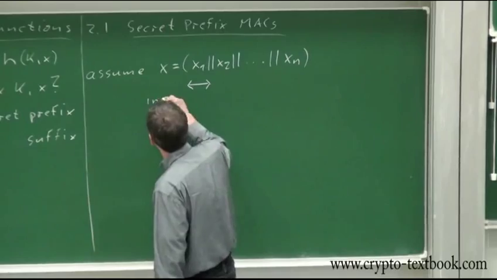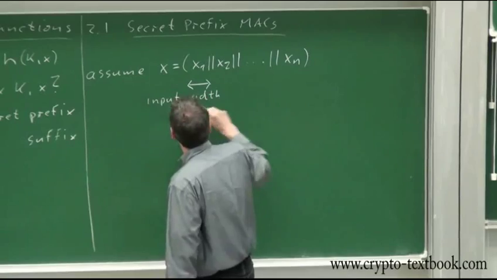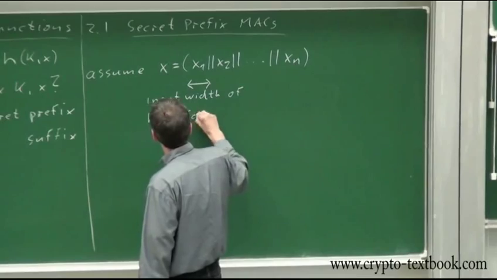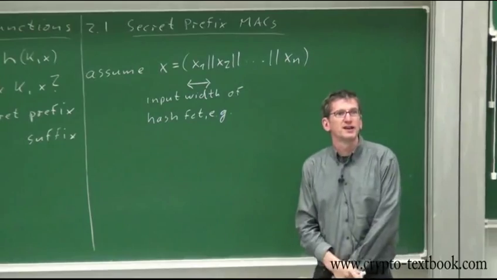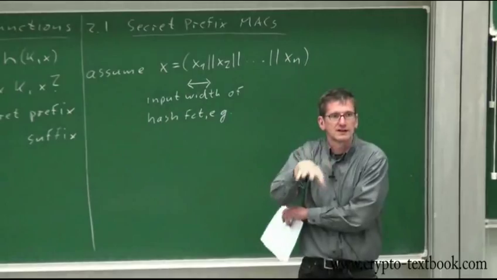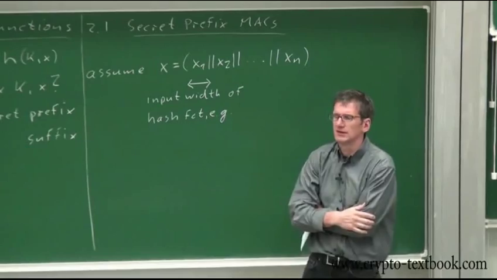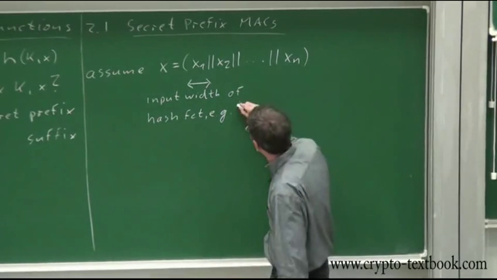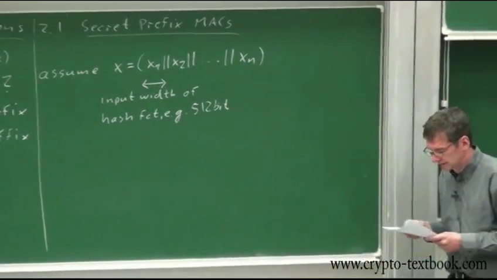This is the input width (Weite) of the hash function. E.g., SHA-1, anybody? What is the input width of one block for SHA-1? What is the block size that we feed into SHA-1? Anyone know? 512, okay. They're rather big, but they're still blocks.